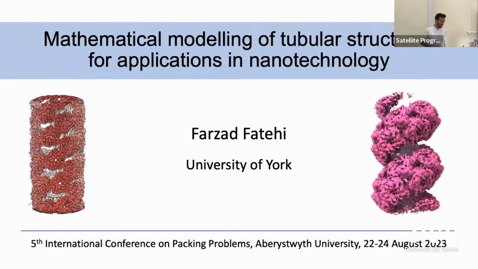First, thank you for giving me this opportunity to talk about our work on the nanoparticles. They are made of pentamers, so they are in the shape of tubes and spherical particles. They are somehow related to packing, but the packing that has been directed by nature.